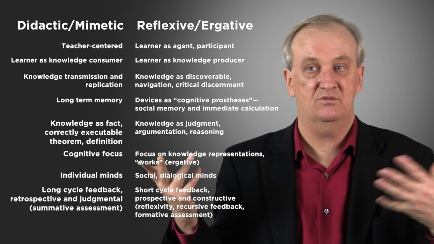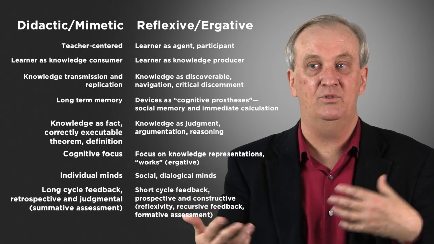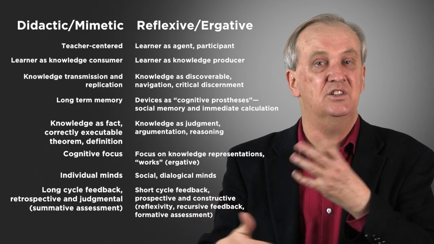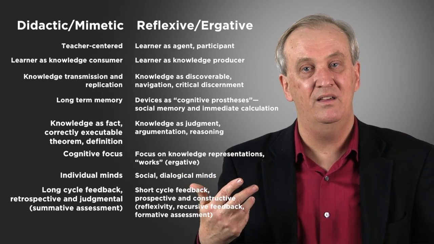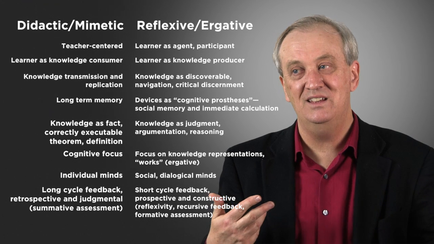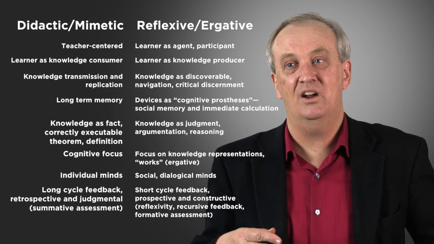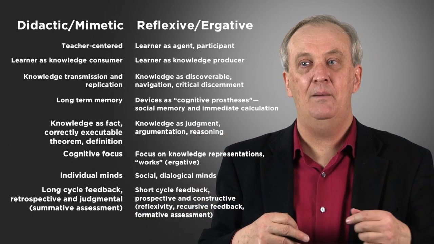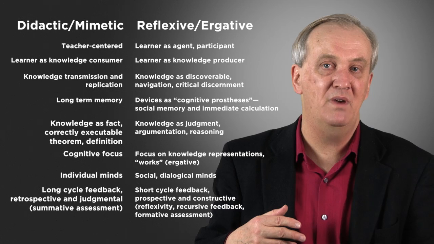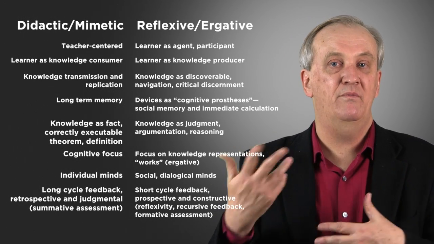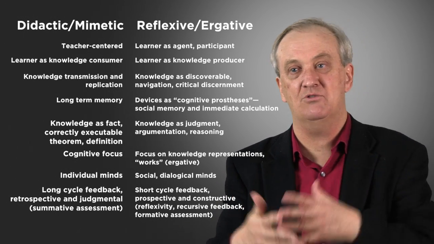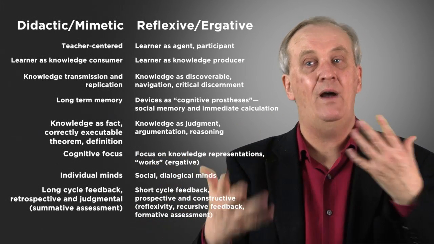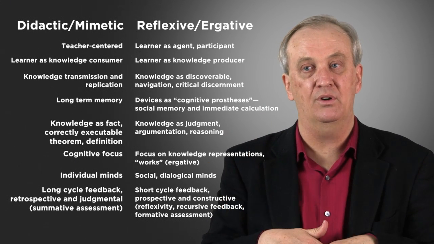We move from knowledge transmission replication to knowledge is discoverable, critical discernment. We move from long-term memory to devices as cognitive prostheses. Remember my phone, remember the internet, right? So there's my phone, there's the internet, that I have these cognitive prostheses where I don't have to remember things, I can look things up. And this is, if you like, a kind of social memory. The apps on my phone are forms of places where I can do immediate calculations which are unequivocally right. I just know I have to do the calculation. I have to know which calculations are appropriate and how they work.